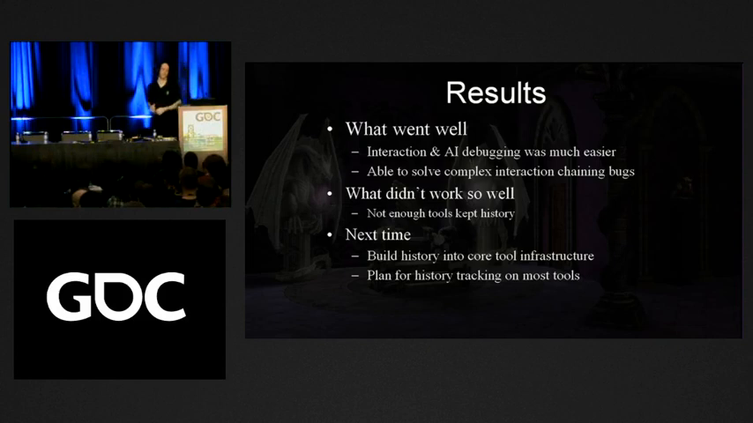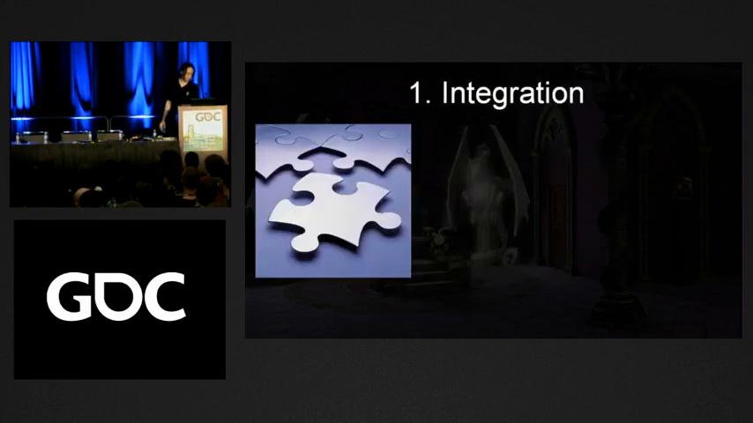So next time we want to build history right into the core infrastructure of the main tool interface that I told you that we're building. And the other thing is we're planning for history tracking on basically everything. The core of that is that this time we're planning for history up front. And that is a stated goal of everything that we want to do. We want to track history on everything that matters. So that's very important. See, we are getting close.